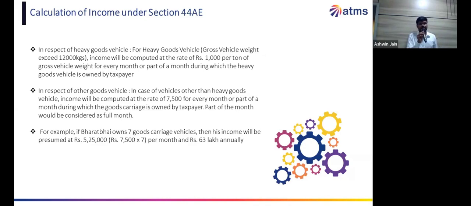For example, Bharat Bhai owns 7 goods carriage vehicles, and this is other than heavy goods vehicle, then his income is 7,500 into 7, multiplied by 12 months. So it is a very less used section, but it is there in the statute. Certainly, if your clients are eligible, then you can check.